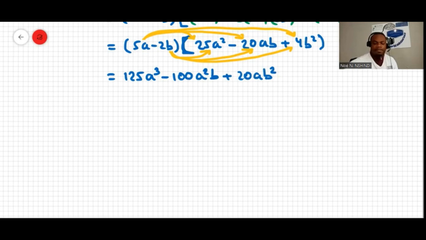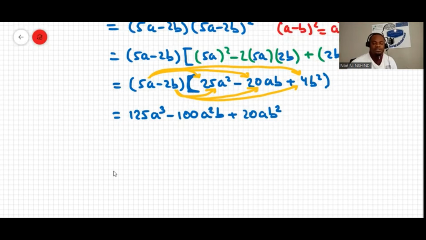And then negative 2b times 25a squared makes negative 50a squared b. Negative 2b times negative 20ab will make positive 40ab squared, and then negative 2b times 4b squared makes negative 8b to the power of 3.